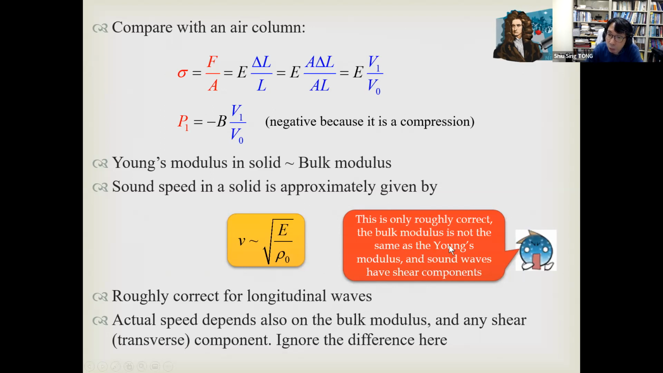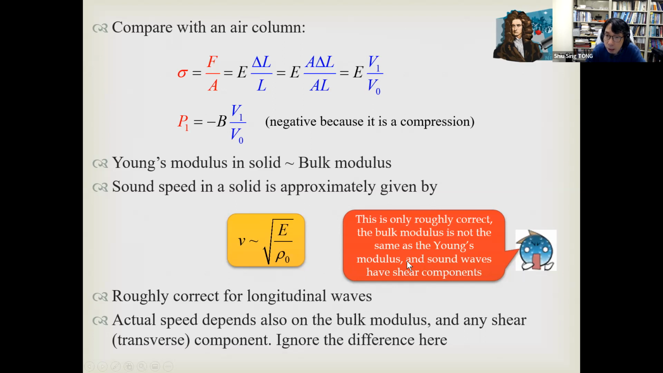Now this expression is only roughly correct. Why? Because the Young's modulus is actually not the same as the bulk modulus. There are some subtle differences, because when the solid is deformed, the cross-section area actually changes. So it's not that simple. But for simplicity, let us assume that to be so. There's actually some correction to that. So it's not exactly E, but in order of magnitude it is approximately correct.